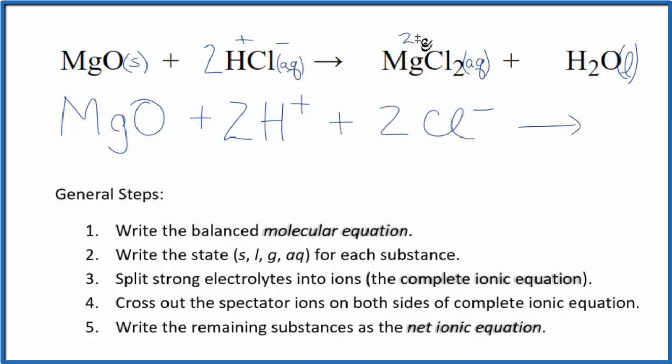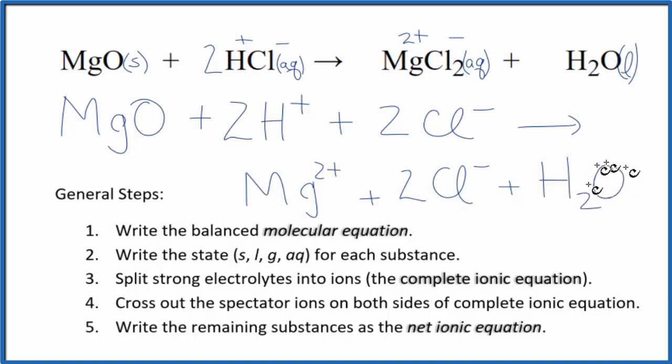Magnesium group 2, that's 2 plus, we said chloride 1 minus. So I have Mg2 plus, I've got 2 of these chloride ions. And then water, we don't split liquids apart in net ionic equations either, so that'll just be H2O. So this is the complete or total ionic equation.